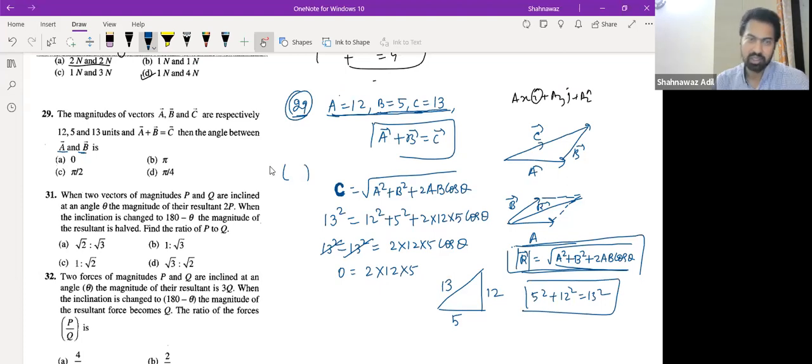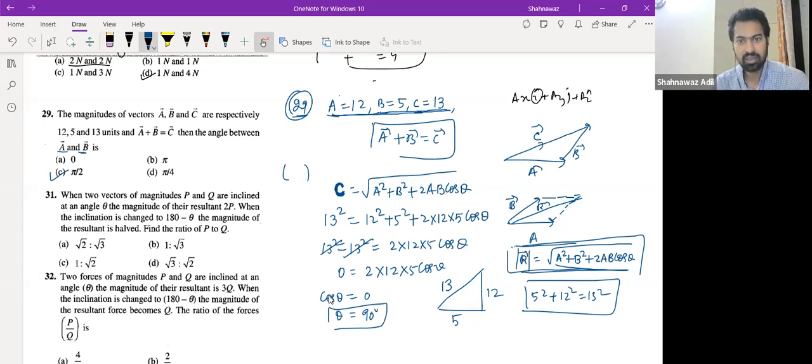So this is cos theta, right? So this goes in the denominator and cos theta is 0. So theta would be how much, Akif? 90 degrees, right? So pi by 2.